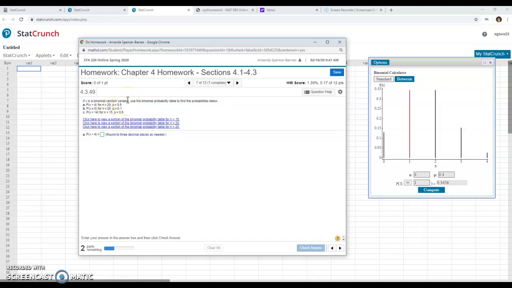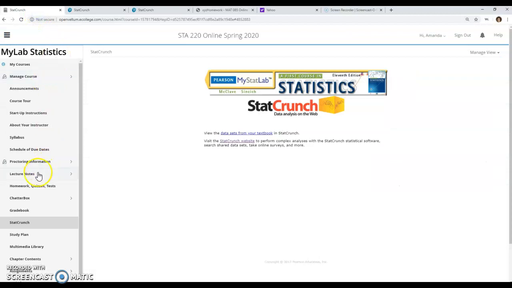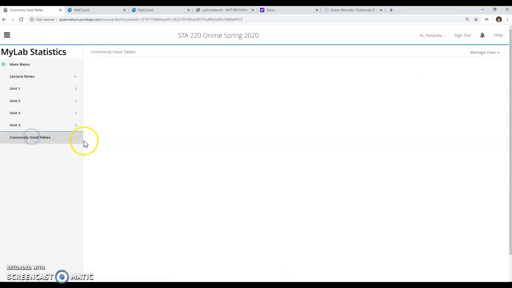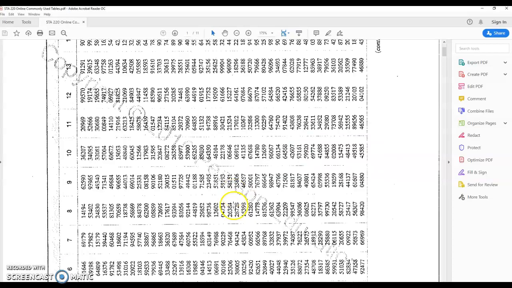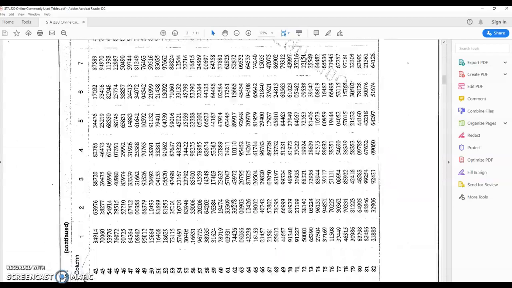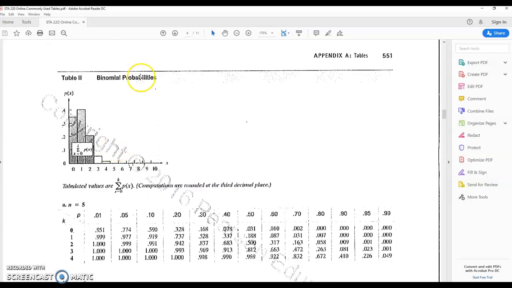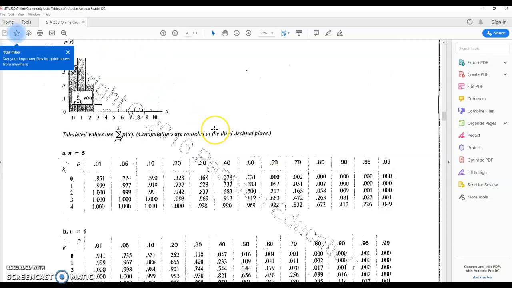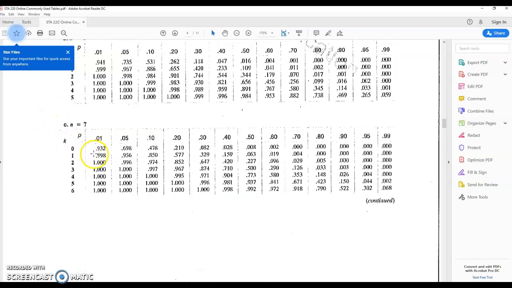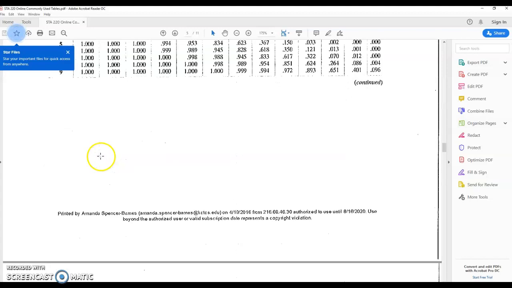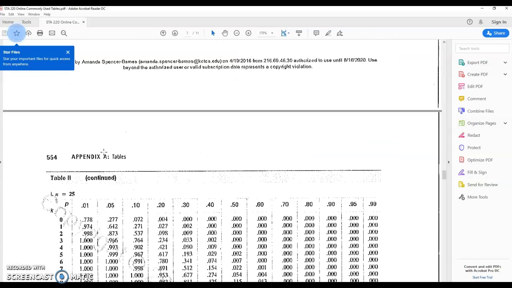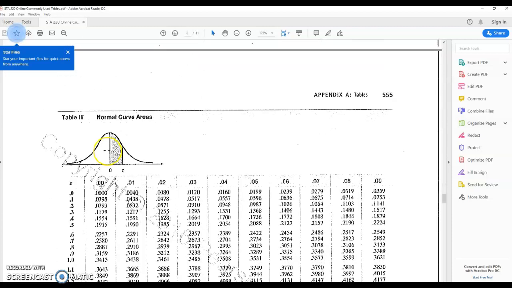If you have found in your class, underneath lecture notes, this commonly used tables file, I would strongly suggest opening that up and printing that out. I know it's a lengthy file, but if you print that out, then you're going to have your binomial probabilities, which is table 2, in this document and in your textbook. You're going to have those for sample sizes 5, 6, 7, 8, 9, and 10, 15 and 20, and then 25. Then it moves into table 3, normal curve areas, which we will use in our next homework set.